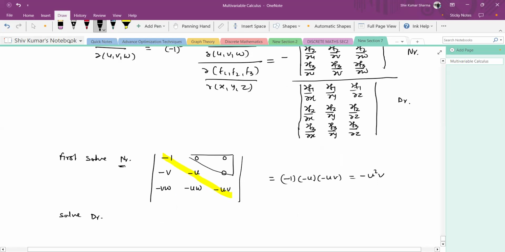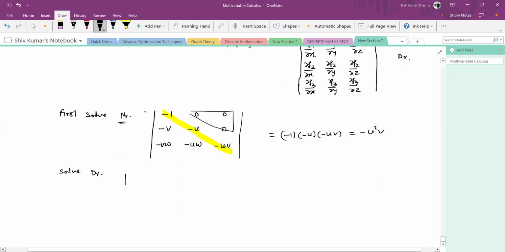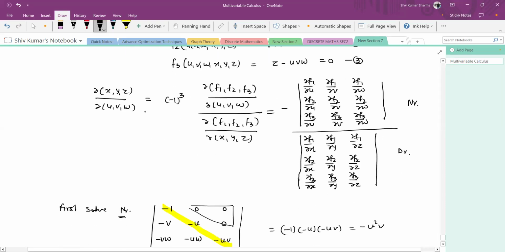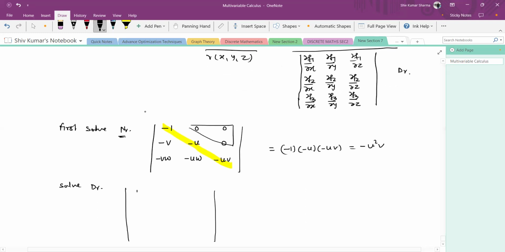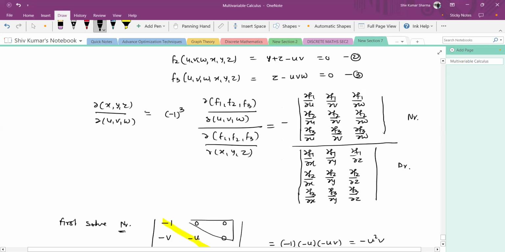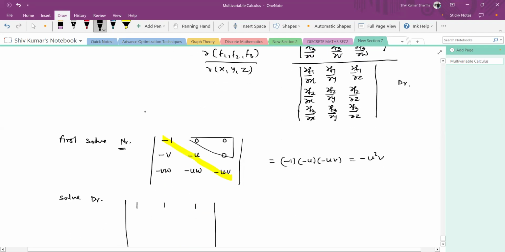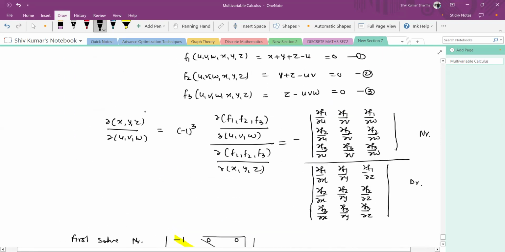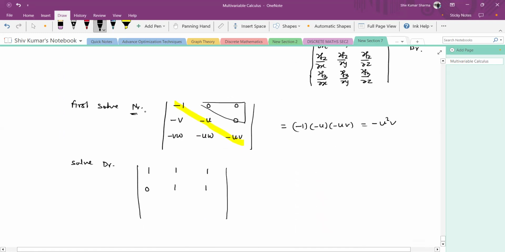Solve the denominator. When we solve the denominator, we write down ∂f1/∂x, ∂f1/∂y, ∂f1/∂z: this gives us 1, 1, 1. Function f2 has terms only in y and z, so ∂f2/∂x is 0, ∂f2/∂y is 1, ∂f2/∂z is 1. The third function has only a term in z, so we write down 0, 0, 1.